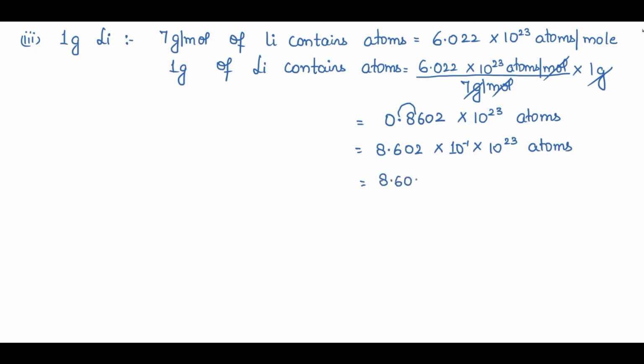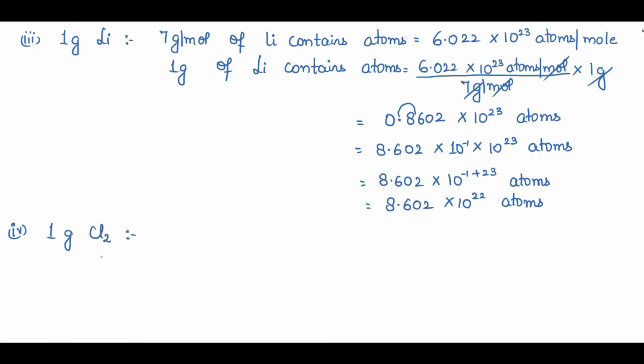So 8.602 into 10 raised to power minus 1 plus 23, because both the powers are in multiplication and their bases are also the same, right? So minus 1 plus 23, the answer will be 8.602 into 10 raised to power 22 atoms, right? So let's see the next problem. This problem is somewhat tricky. So let's see, 1 gram chlorine molecule.